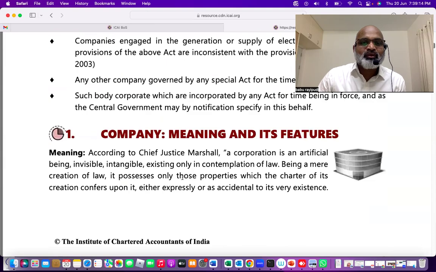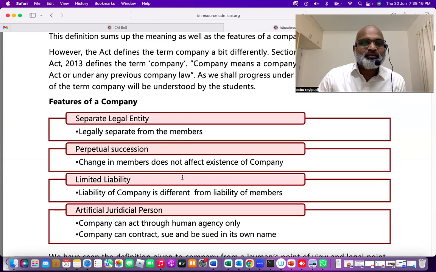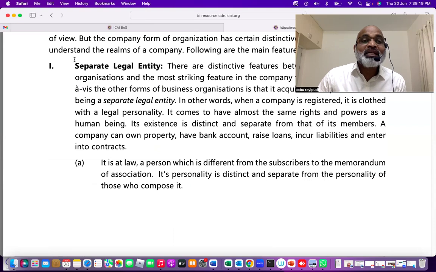Okay, next one, separate legal entity. For practice questions you go through it. In company law, LLP, and partnership, don't worry about the sections, but write the sections in the Contract Act and in the Sale of Goods Act, right?